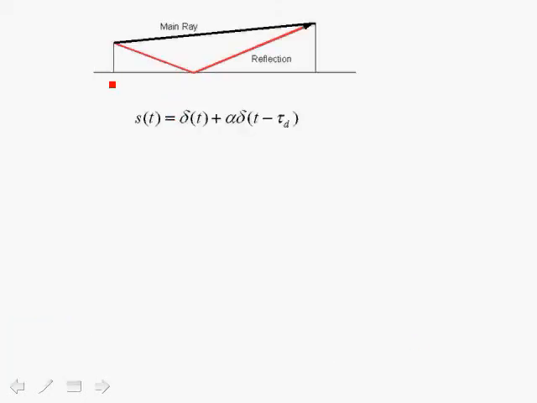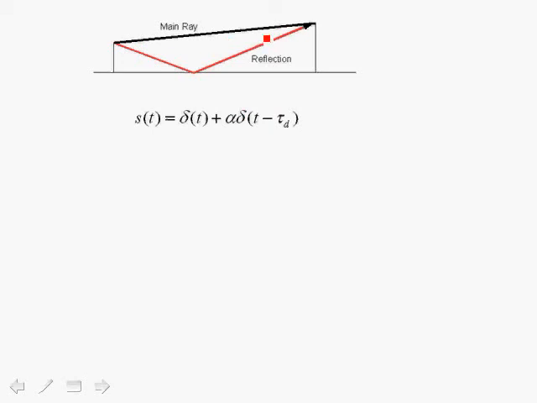Here we show a multipath situation. We have the main ray from the transmit antenna to the receive antenna, and we have a reflection shown in red. Usually the reflection will be of less power than the main ray. If we express this in the time domain and assume that the transmitter is sending an impulse, this is idealistic. Typically you're sending a carrier or a multitude of carriers, but for analysis purposes assume that you are in fact sending an impulse. Then the receive antenna receives s of t equals delta t, which is the main ray, plus an impulse delayed with tau d, which is the time difference between the main ray and the reflected ray.